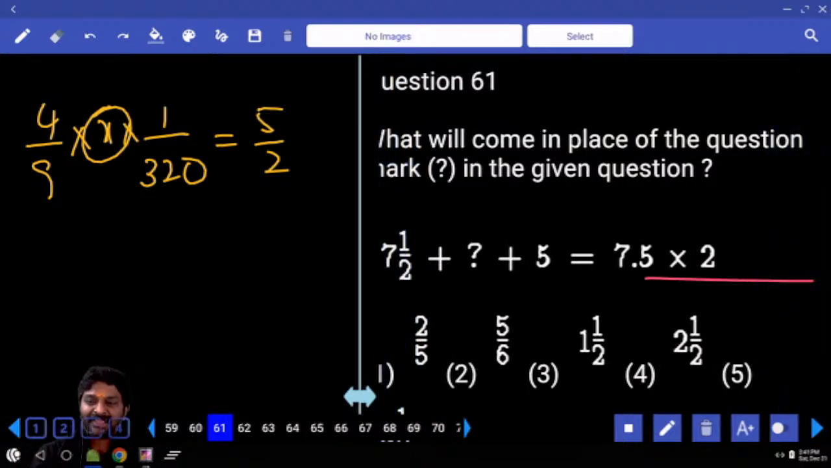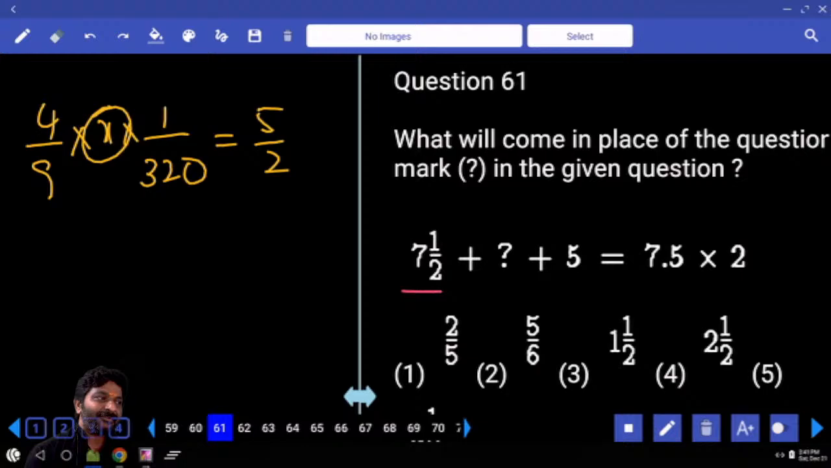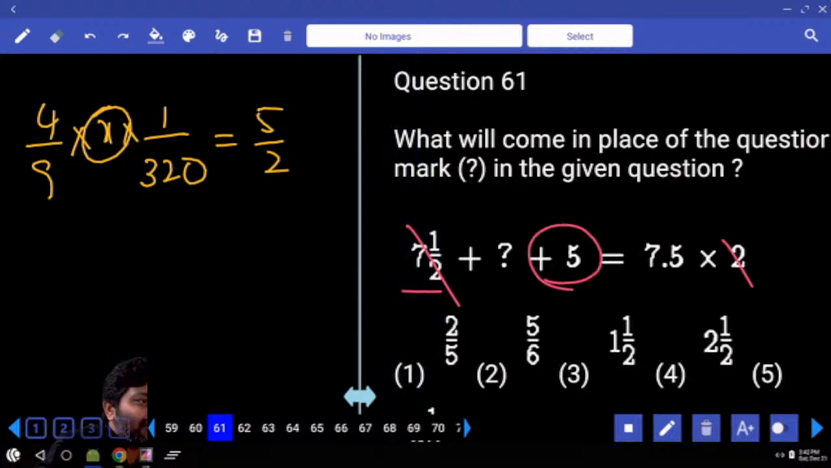How many 7.5 there in right hand side? Left hand side, how many 7.5s are there? Then 1 gets cancelled, right? Then there will be only one 7.5. Out of 7.5 already how much is there? Then how much more you need to have? 2 point. Fourth option.